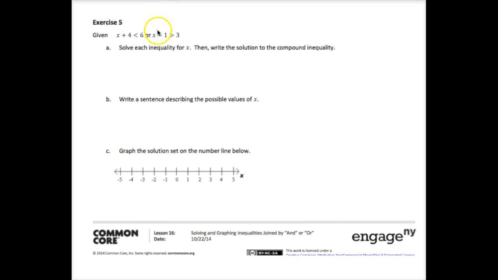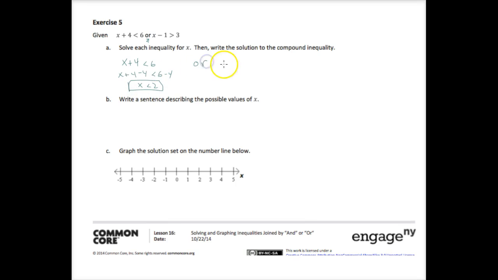Exercise 5. Another or. That means we can be happy if this one is true or if this one is true. Solve each inequality for x. x plus 4 is less than 6. That means x plus 4 minus 4 needs to be less than 6 minus 4. x is going to be less than 2. Okay, we can handle that.